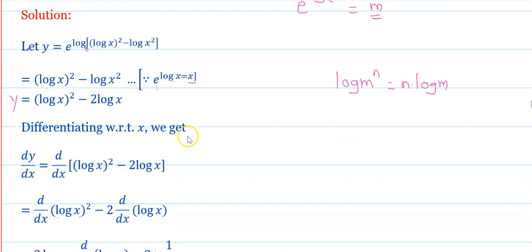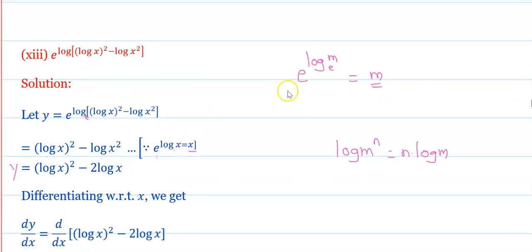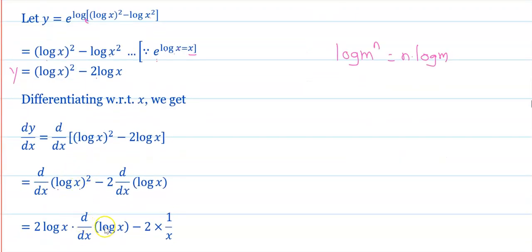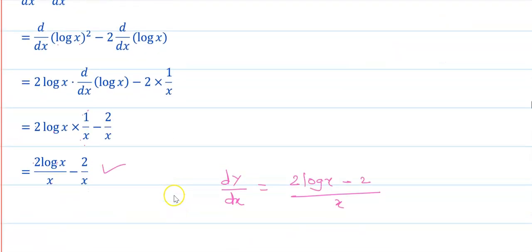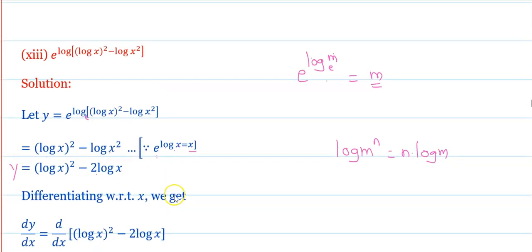Okay. Again you can see here, the main result is the formula e raised to log of m to the base e, its value is m. Similarly here, log of x bracket square minus log of x square, which is written as 2 times log x. And then we find its derivative. First the derivative of power, then the derivative into derivative of log x. Here only the derivative of log x. Okay. Again you can see.